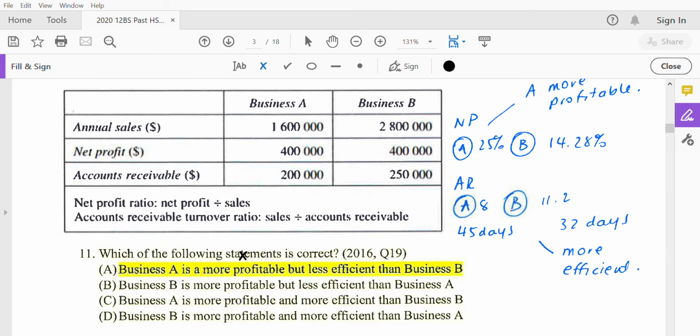Now, which of the following statements is correct? All I did here was work out my net profit and work out my accounts receivable, and then I was able to answer that question. So what you need to remember though with your accounts receivable turnover is that you divide the answer by 365. That's the hint they don't give you.